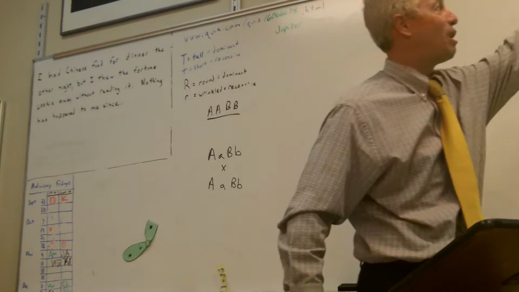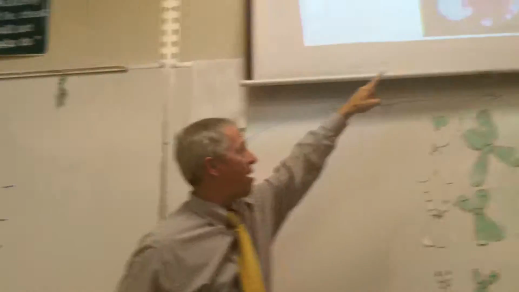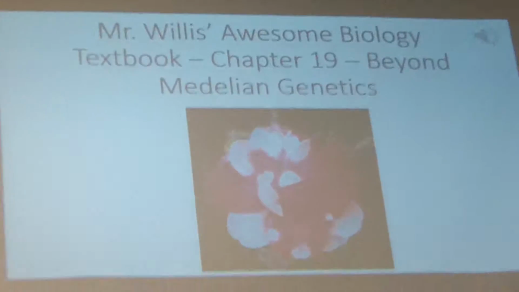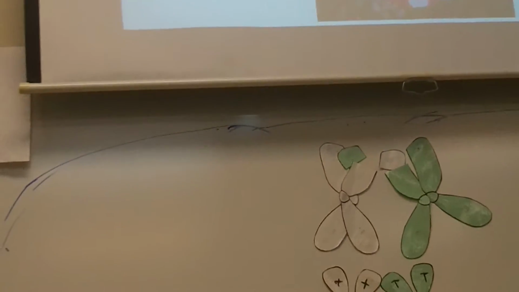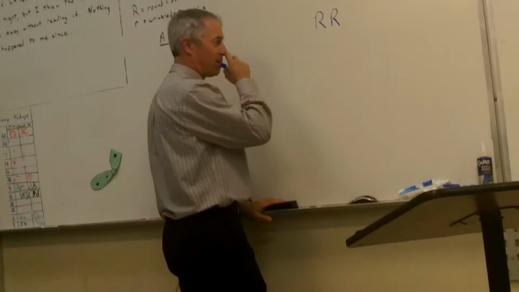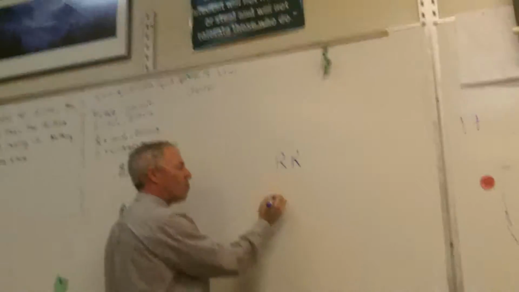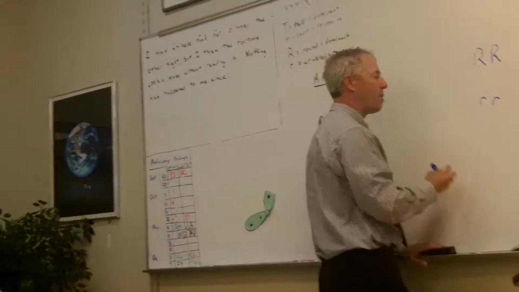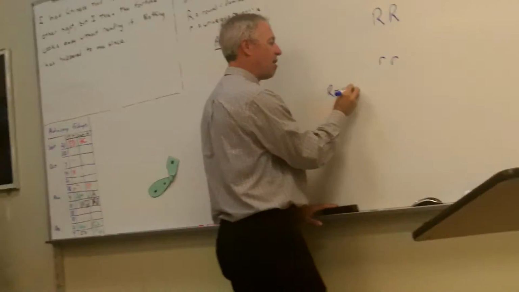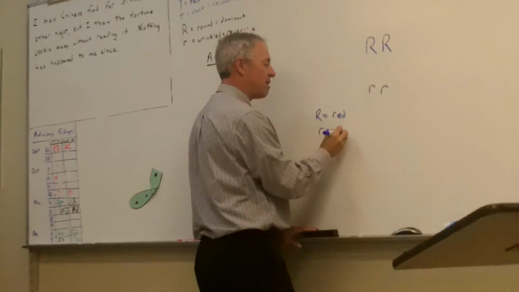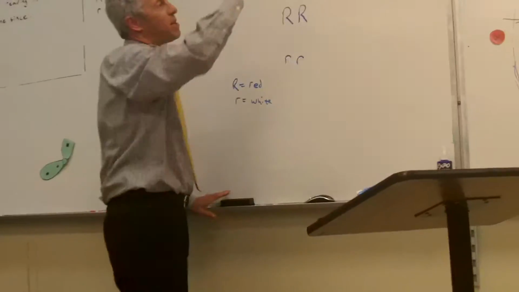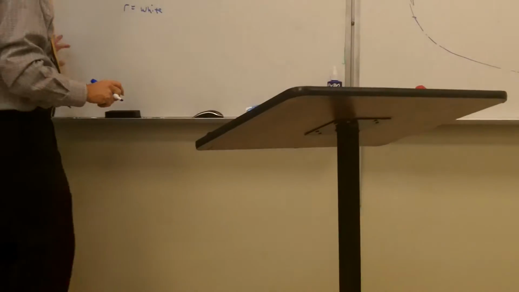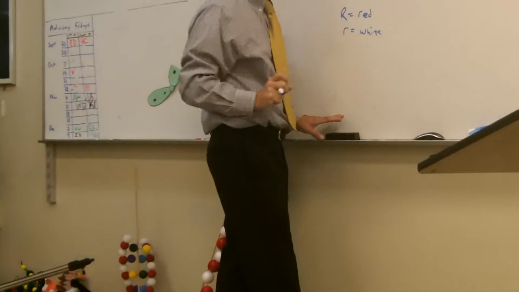Like this flower right there. See how that flower's red and white? Its father was red, big R, big R. Its mother was white, little r, little r. Big R equals red, little r equals white. However, for this particular flower, red is not dominant over white.